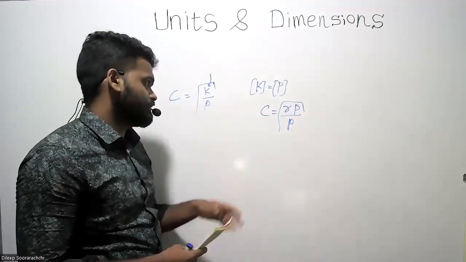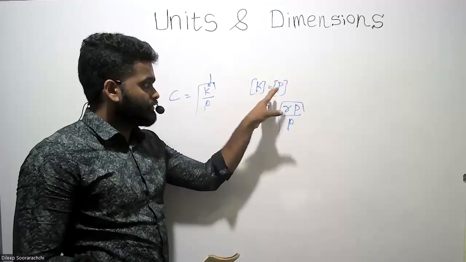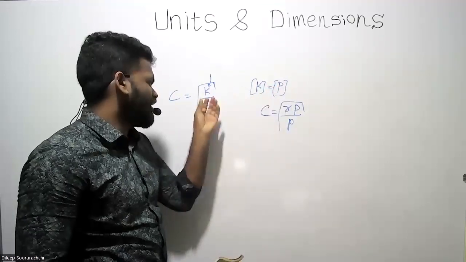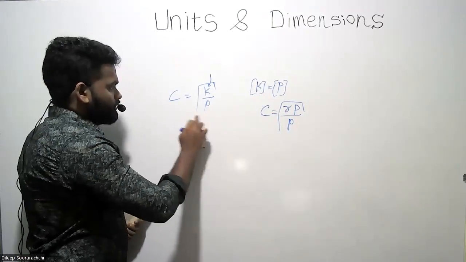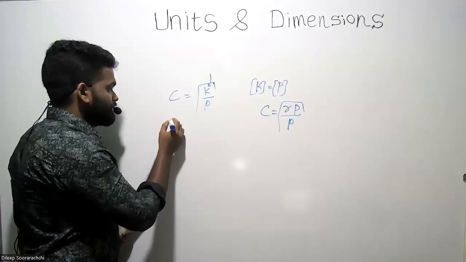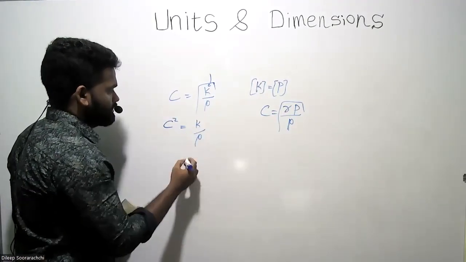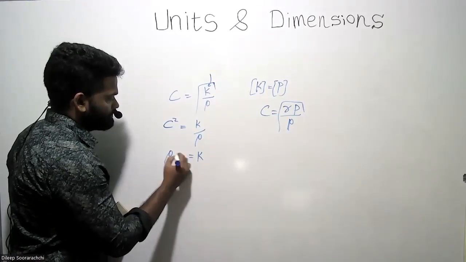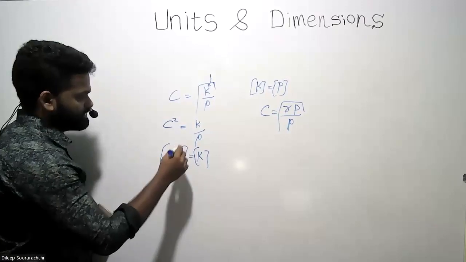You learn this in thermal physics. If you haven't learned this, you have to go for a lengthy method, so I'll just explain the lengthy method. Just square both sides. So K is equal to rho C squared. So dimensions of K should be rho C squared.